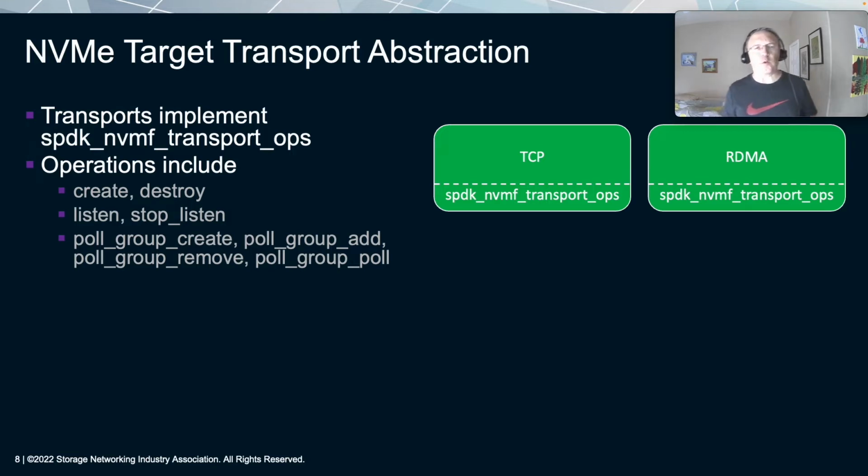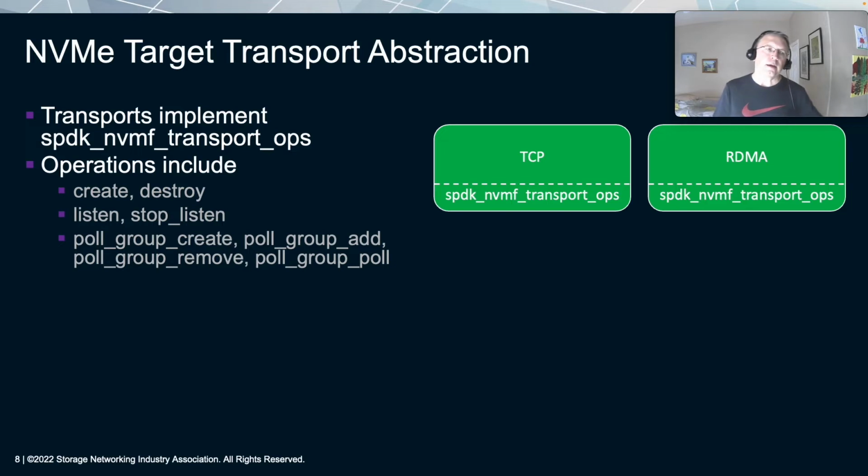And then creating poll groups. In the SPDK NVMe target architecture, you have what we call a poll group running on each core in the NVMe target. The poll group is responsible for polling for new requests that are coming on the queue pairs that are part of that poll group. And so when the common layer says, I need to create a poll group on each of the cores, creating the poll group looks different for TCP than for RDMA, right?